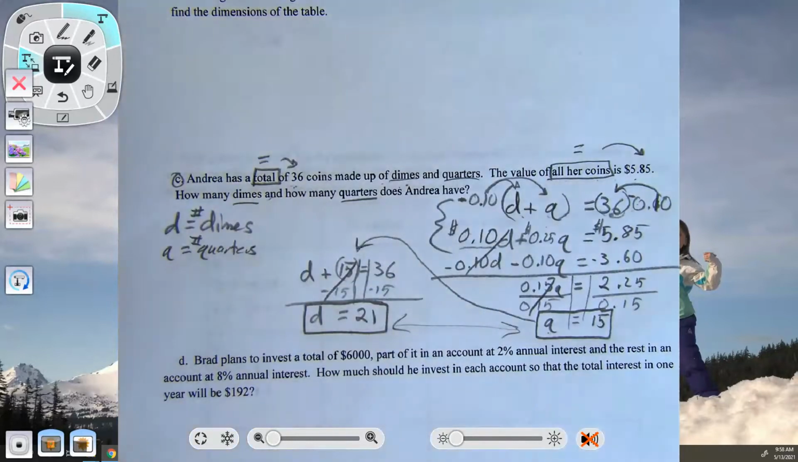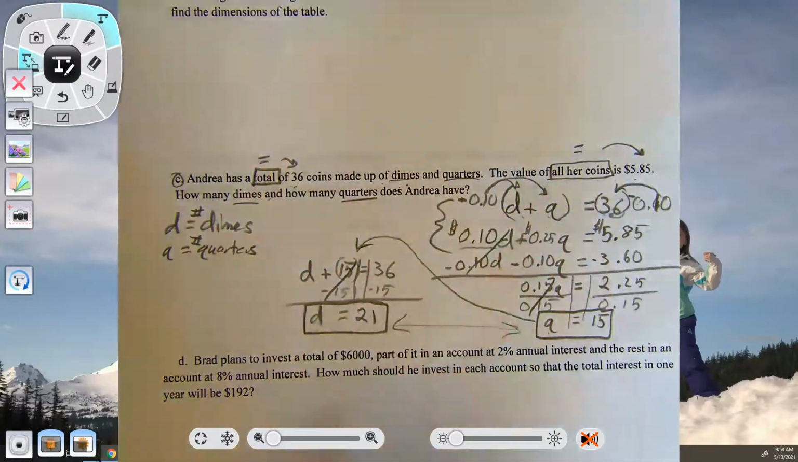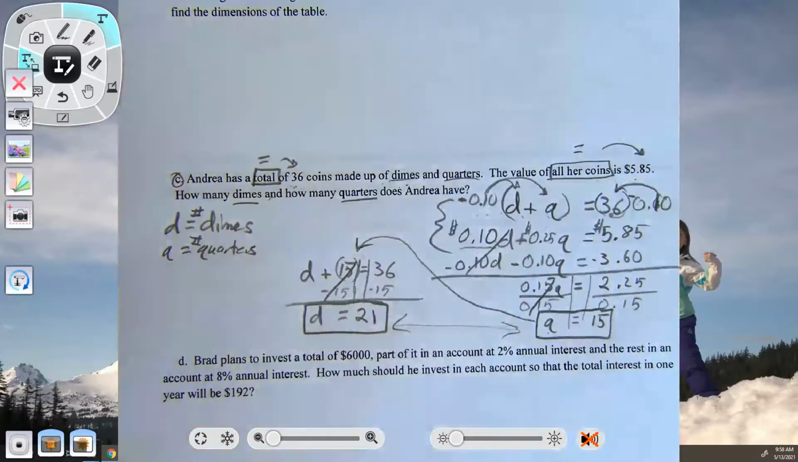Now we could also graph it and we could use substitution, but this is the method I prefer, especially if there's no coefficients in front of these two variables, because it's really easy just to multiply by one of these, right?